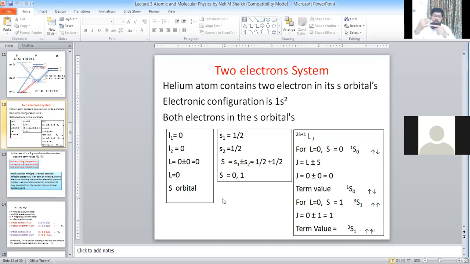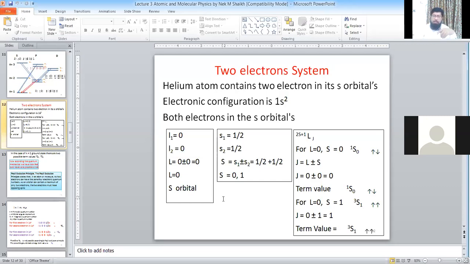So there are two possible term values. One is the 3S1 and the other is the 1S0. The 3S1 term value is not possible because if we consider 3S1, both electron spins will be in the upward direction. As a result, all four quantum numbers of both electrons will remain the same. According to the Pauli exclusion principle, no two electrons can have the same four quantum numbers. So the 3S1 level is not possible. Therefore, the ground state of the helium atom is 1S0.